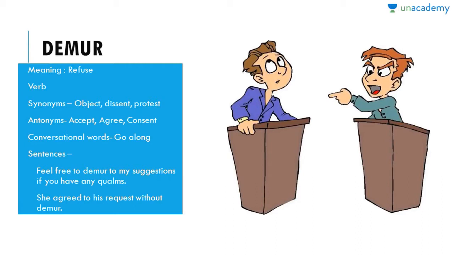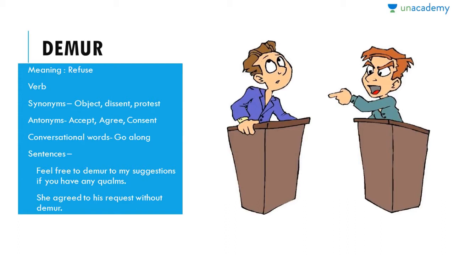The meaning of the word demur is to refuse, to raise objections, to disagree to something. It's a verb. The synonyms for this word could be object, dissent, protest, and the antonyms could be to accept, to agree, to consent. If you're consenting to something, then you're not demurring, but if you are objecting to something, then you may say that I demur to whatever you're saying. That is how this word is used.